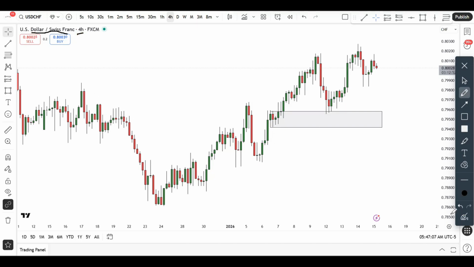So without any further delays, guys, let's get a look at the setup and see the reason why I took this trade. As you can see, this is US dollar Swiss francs, 4 hours time frame. This market has been making higher highs and higher lows on its way to the upside, which is obviously indicative of an uptrend. And I think the market closed somewhere right around here for last week.